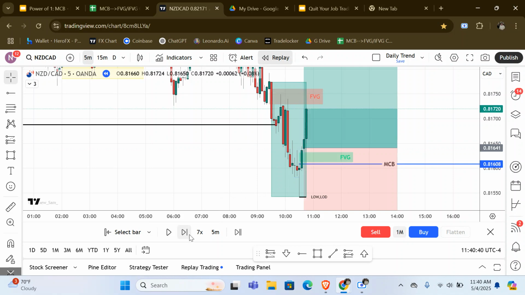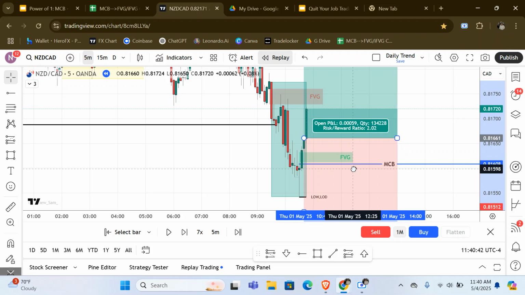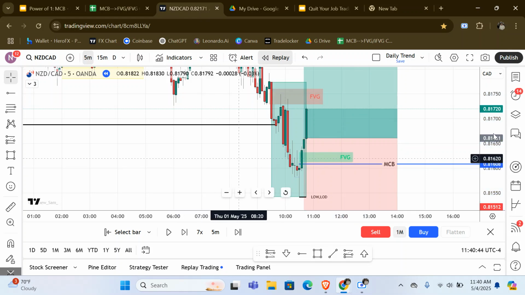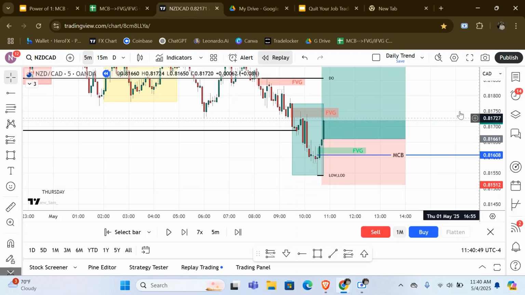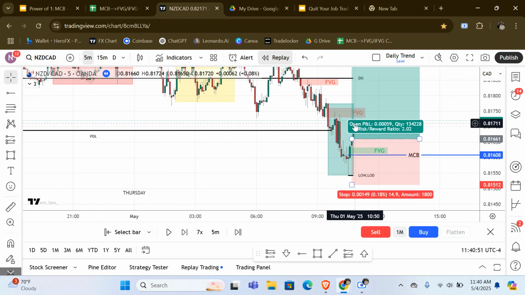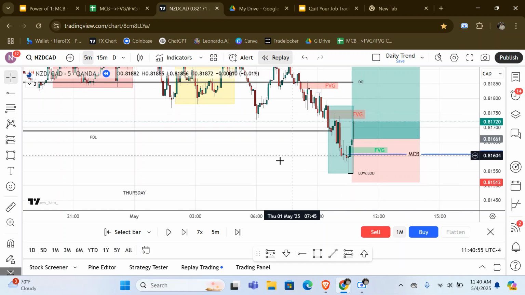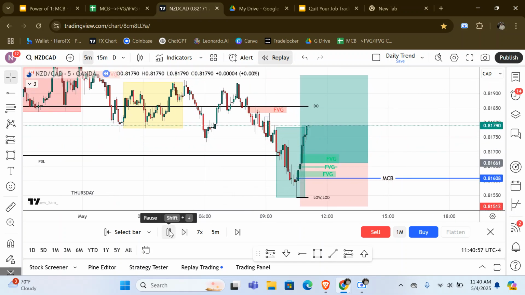Fair value gap appears. So our entry more or less would have been right here. So I was a little wrong on that, but still the same. A 15 pip stop loss would have been fine. Okay, so we're entering there at 10:45 a.m. and then we just let it play out.